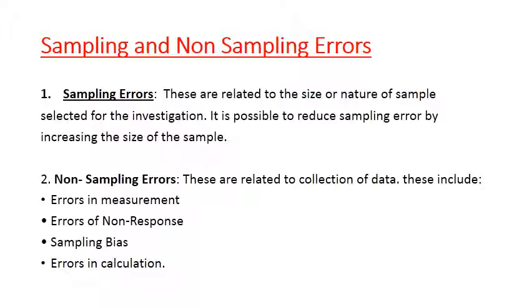And remember one thing, non-sampling errors are more dangerous as compared to sampling errors, because we cannot minimize non-sampling errors. We can minimize sampling errors, but non-sampling errors cannot be reduced, because they are due to errors in measurement, errors of non-response, sampling bias, and errors in calculation.